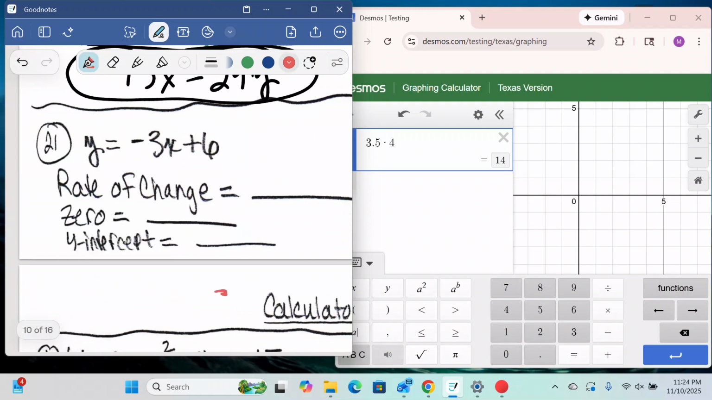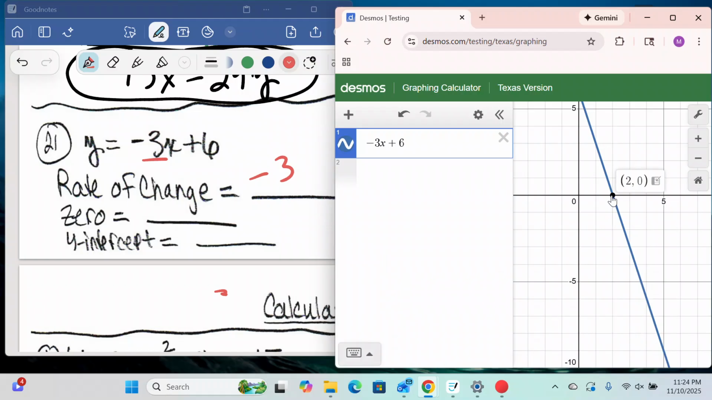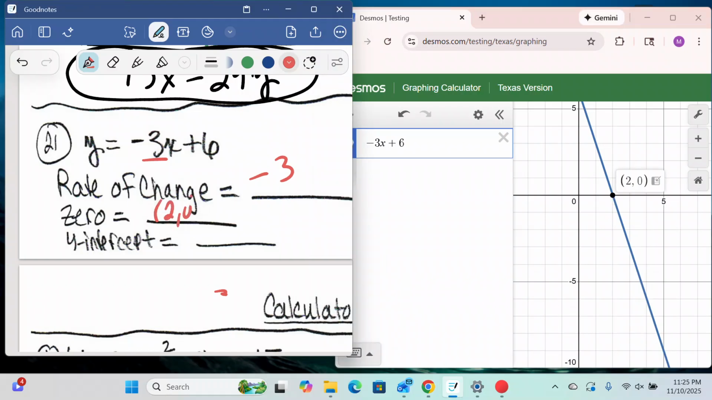So again, we want to find rate of change. Automatically, this is already in y equals mx plus b. All I'm going to do, rate of change is negative 3. I also want to find my 0, and I want to find my y-intercept. What do I do? I just use decimals to do the work for me. So I'm going to input negative 3x, positive 6, and I'm going to find my 0. My 0 is 2, 0, which is my x-intercept, and my 0 is actually 2.